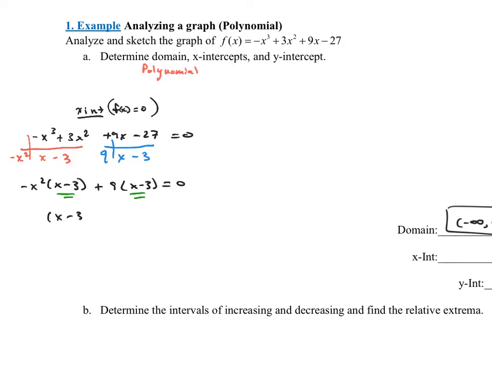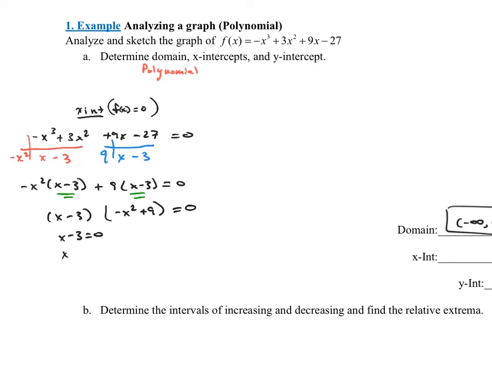So this polynomial factors into x minus 3, and what would be left from the first one would be negative x squared plus 9 in the second one. And this would be the factored version of that polynomial. So negative x cubed plus 3x squared plus 9x minus 27 factors into the factor x minus 3 times the factor negative x squared plus 9. Why did I want to factor it? Because factoring it, now we can set each one of the factors equal to 0 and find our x-intercepts.